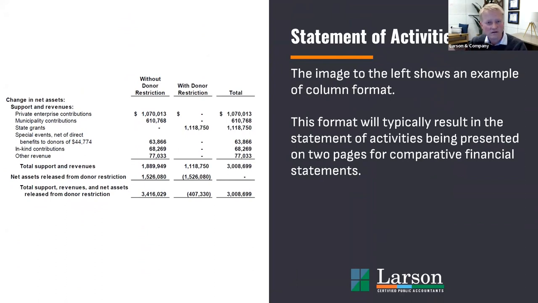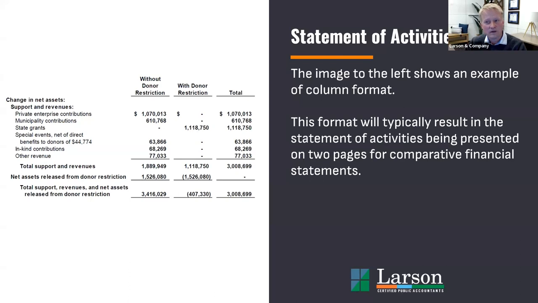But the positive here is that you do have the total of the 2 lines of with and without in the same section. So you can see, okay, our total contributions are X amount, the combination of the without and the with donor restrictions. And so that's the benefit of this one. Like I said, the negative is you don't have the comparative year over year numbers right next to each other. You do have to look at the 2 pages to get that comparison going.